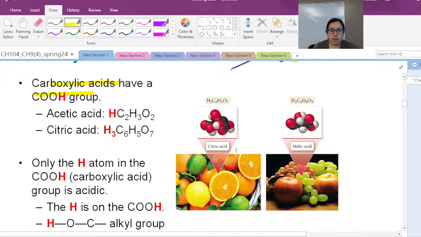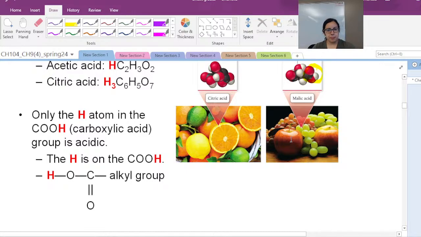And then the citric acid, malic acid, they again have similar structures, so you can kind of see that carbon on the end that's double bonded to the oxygen, and then the OH group there. And then this is just 4 carbons, this is 6 carbons, so just different carbon lengths.